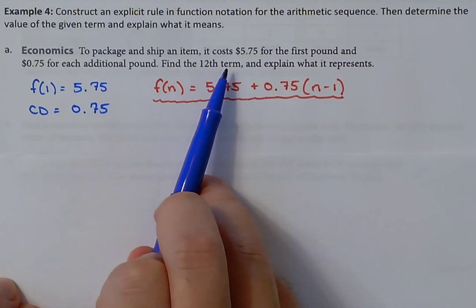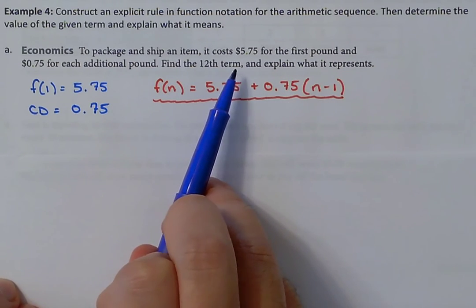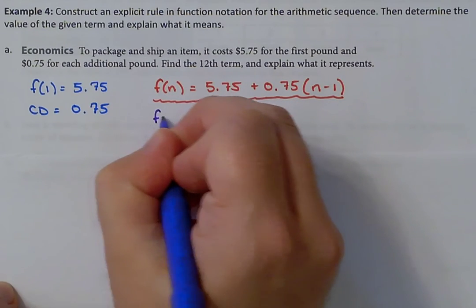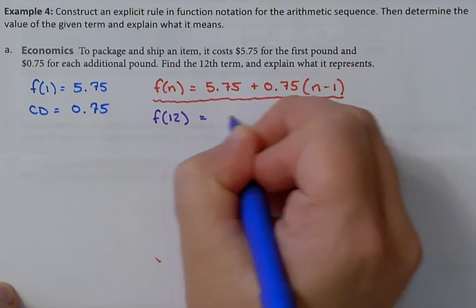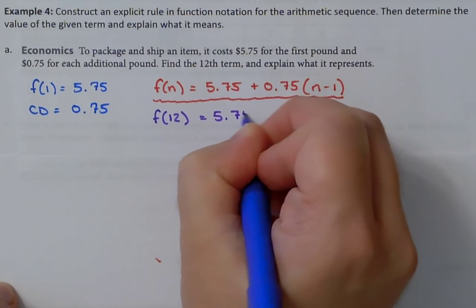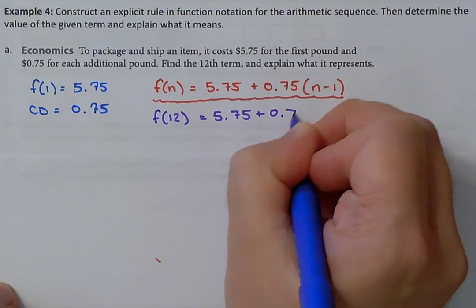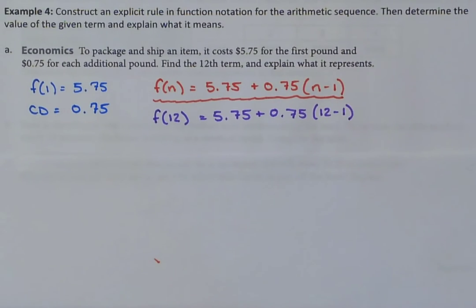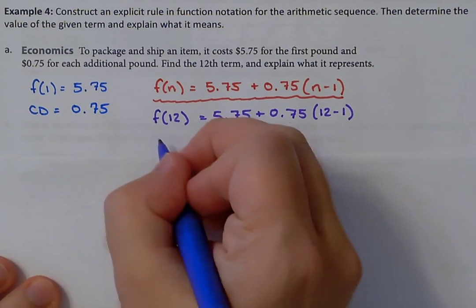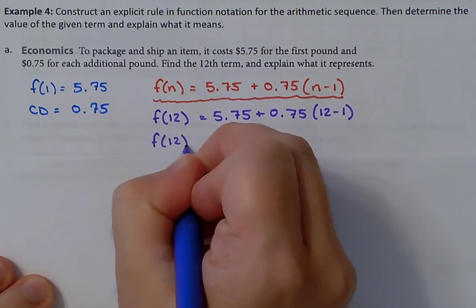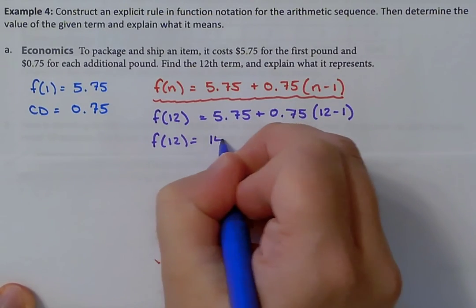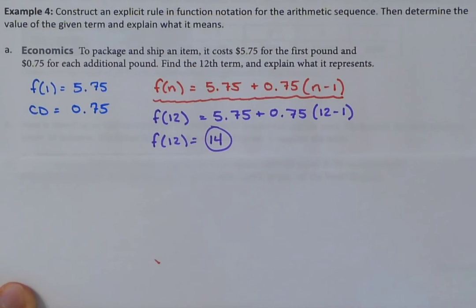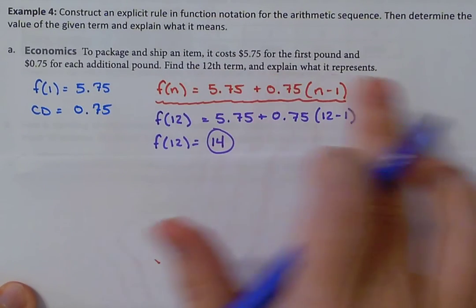They want us to find the 12th term and explain what it means. So we're going to plug 12 in for n. So we're going to have 5.75 plus 0.75 times 12 minus 1. Now, if you go through and plug that into your calculator, which I think you should feel fairly good about doing, our 12th term, if you want to double check, is going to be 14. So I've thus answered what my 12th term is.